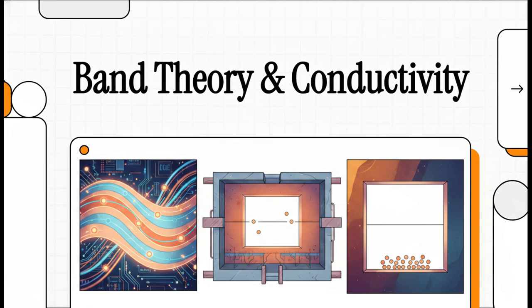Today, we're going to dive deep into the completely fascinating, invisible atomic reasons why some materials easily power our modern devices, while others stop electricity completely dead in its tracks. We'll be exploring the principles of band theory and electrical conductivity, and I promise you, by the end of this, you're going to look at the electronics sitting right around you in a totally new light.